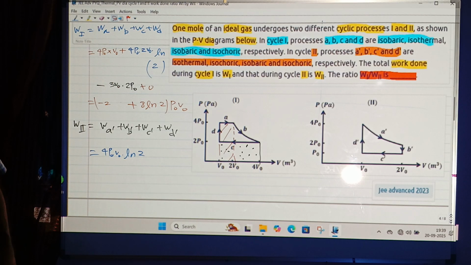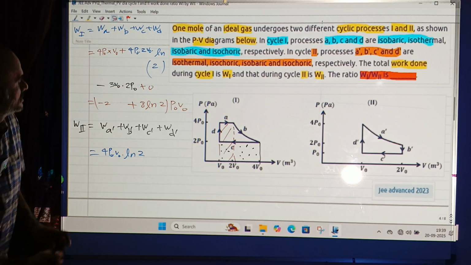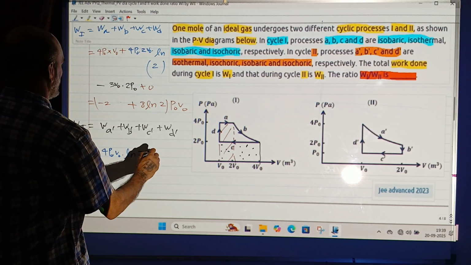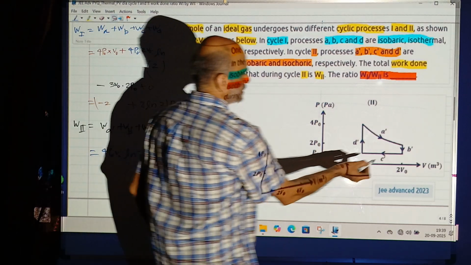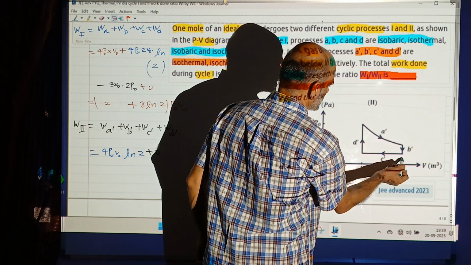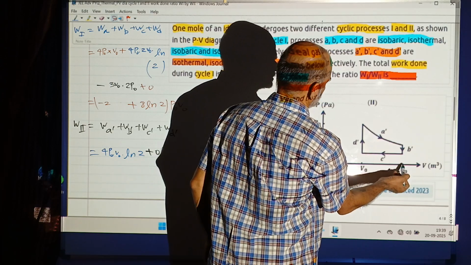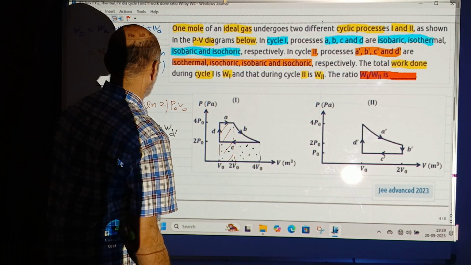On the process B prime, the work done is 0 because the change in volume is 0. It's a constant volume process. The area under this curve is 0 width. So work done is 0.